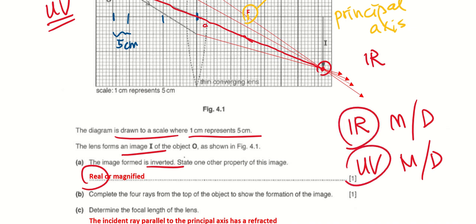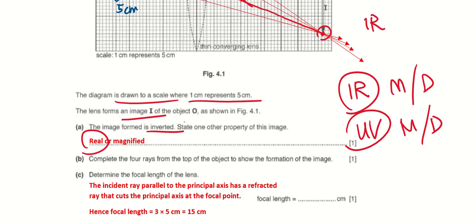If it's inverted, it must come with real. If it's upright, it must come with virtual. But the magnified or diminished, bigger or smaller, will depend on how it looks. Okay? So once you write that, again, your 1 mark, complete the 4 rays from the top.